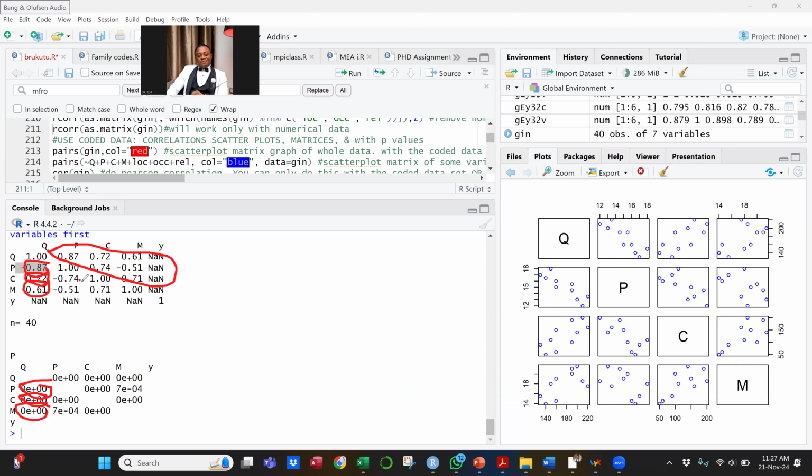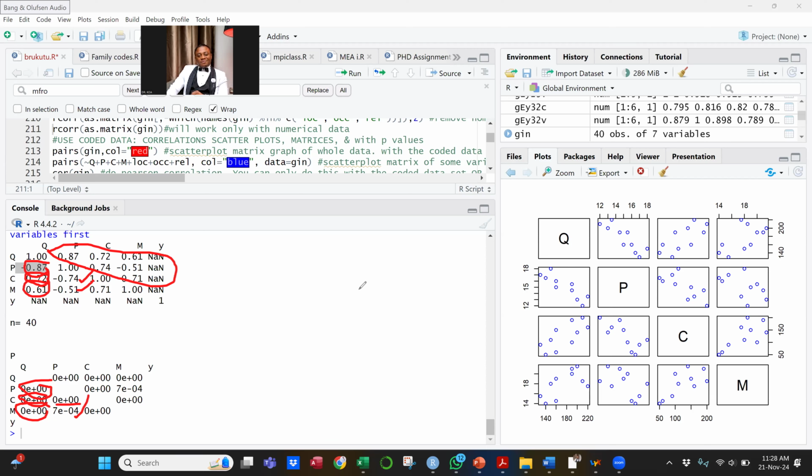The next one here, which is negative 0.74. Its P value is this one, 0. The next one is negative 0.51. Okay. Its P value is this. So all of them, the P values are almost 0, 0, 0, 0, which means that the correlations are significant. They are significant. That is how you read the P value. Anytime the P value is less than 5%, it means that a correlation is statistically significant.